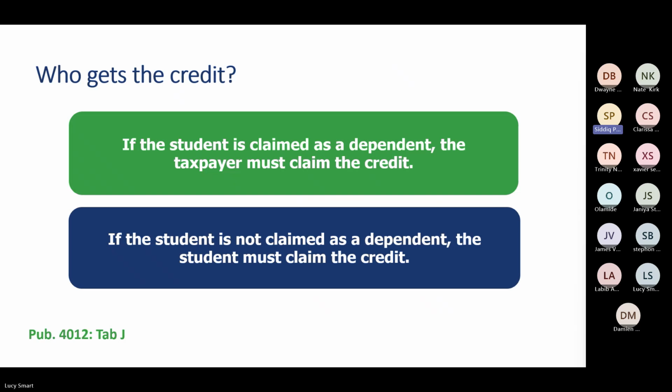So if the general eligibility is met, we need to determine who claims the education credit, the taxpayer or the dependent. Regardless of who actually paid the expenses, if the student is claimed as a dependent, the taxpayer must claim the education credit. If the student is not claimed as a dependent, then they must claim the education credit on their own.